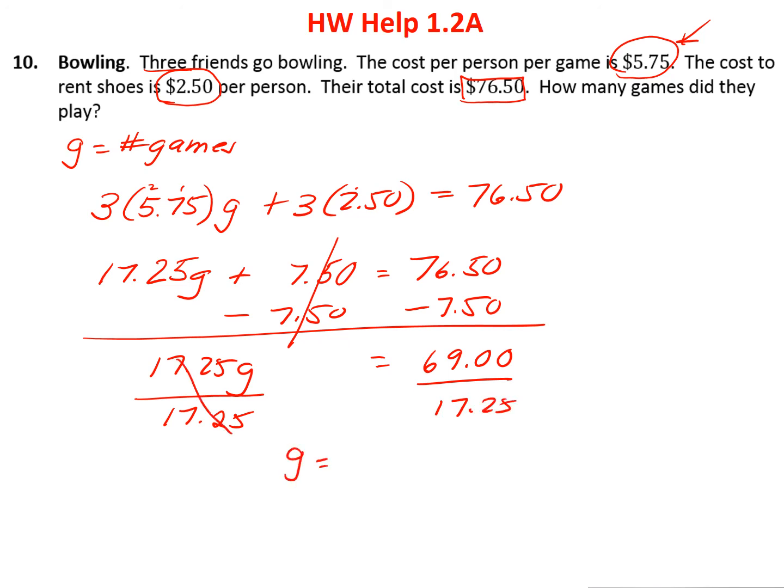And so I'm going to take my calculator and do this. 69 divided by 17.25, and I find out that g equals 4 games. Obviously, if I get an answer that's not a whole number, I know I did something wrong, because bowling alleys don't let you bowl 3.5 games or something like that. So the answer here is 4 games.